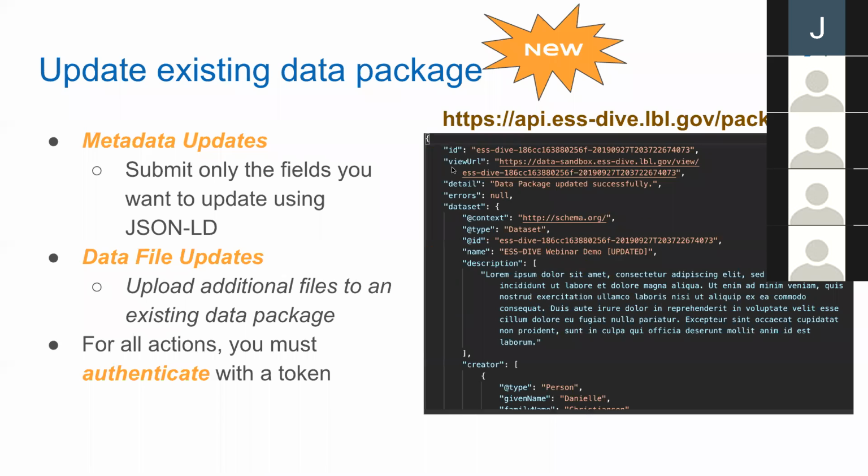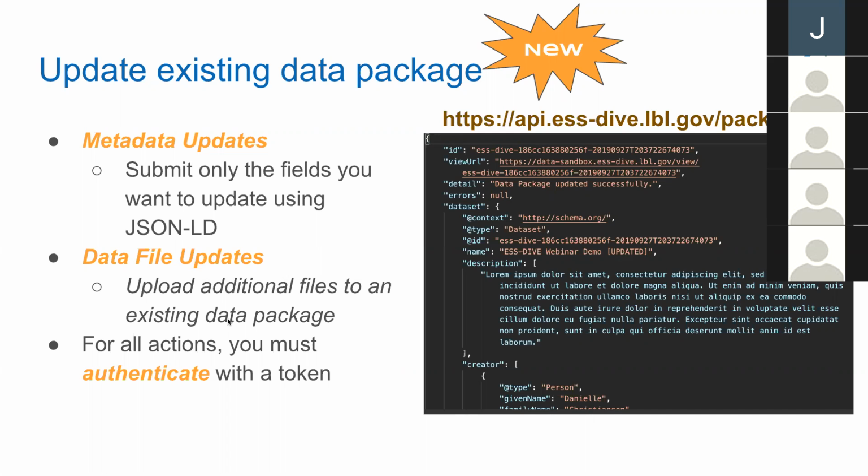So to update an existing data package, which is one of our new features, to update the metadata, you just need to submit the fields of the JSON-LD that you need to update. So say you need to update your author information, all you need to do is submit just the authors field. So you don't need to rewrite your description. You don't need to resubmit your creator information. All you need to do is resubmit the authors, which makes it much easier and much less error prone, which is always good.